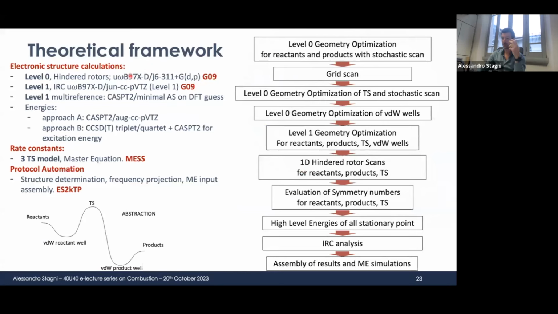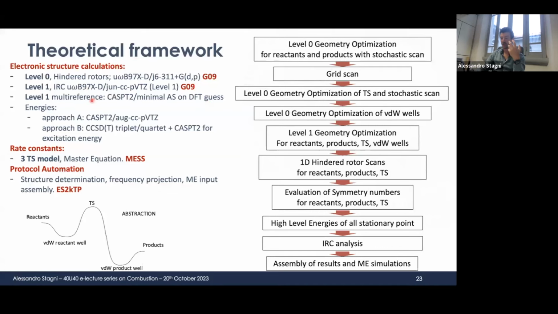We used the S2KTP code to automatically determine the rate constants, starting from first principle calculations with a multi-level approach. So a level 0 geometry optimization for reactants and products performed at a lower level, and then a grid scan to determine guesses for the transition state using DFT geometries. Then, after determining level 1 geometries, we determine the structure at a higher level of theory, and we did this at a CASPT2 level, using a minimal active space on the previous guess that we already obtained.